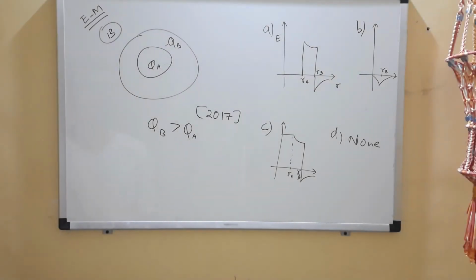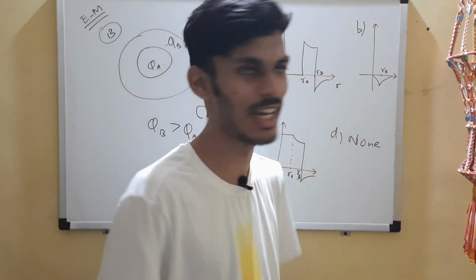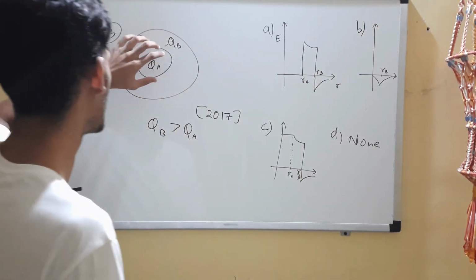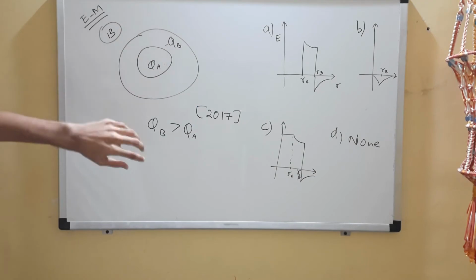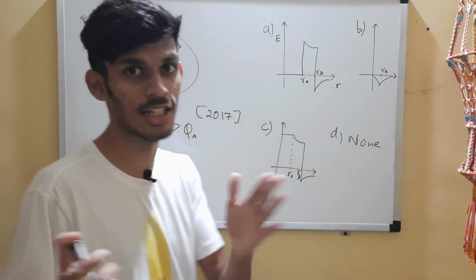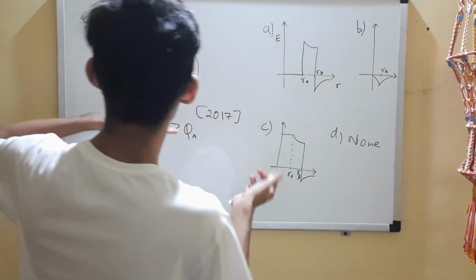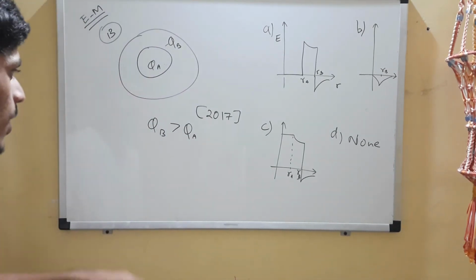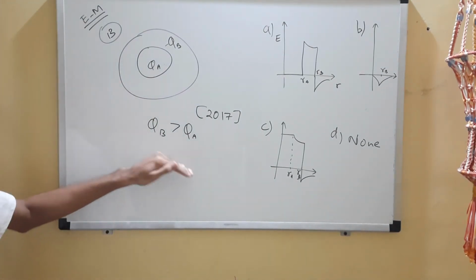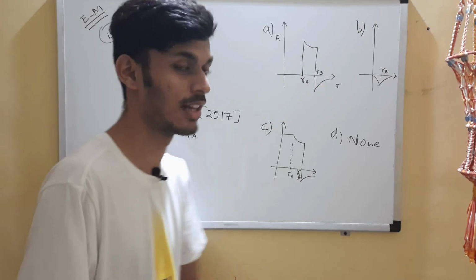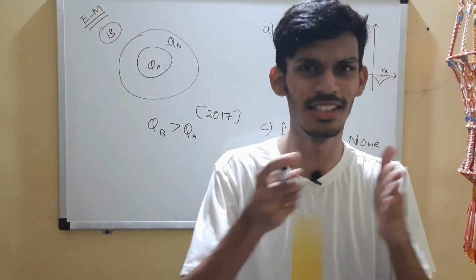So question 13 over here. In this question you have two spherical shells, one with a radius RA and the second one with radius RB. The one with radius RA has a charge QA on it, the one with radius RB has a charge minus QB on it. It is also given that QB is greater than QA. You are supposed to find the correct plot of E versus R.